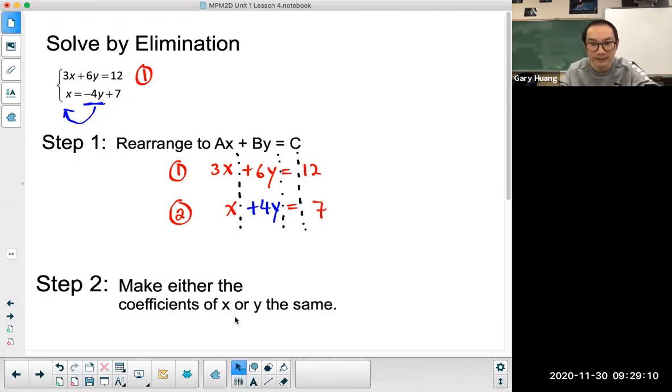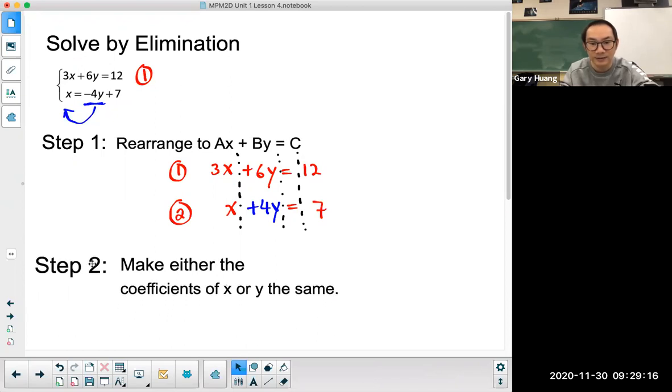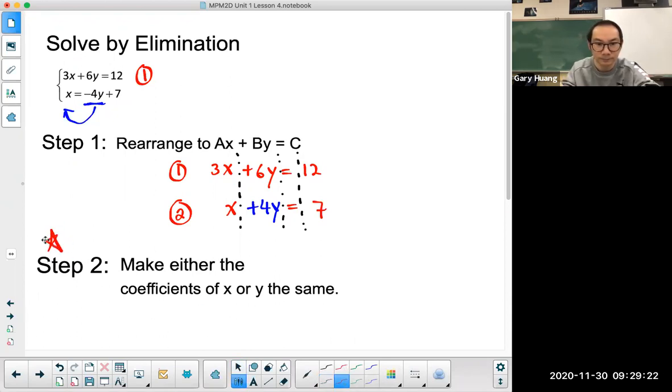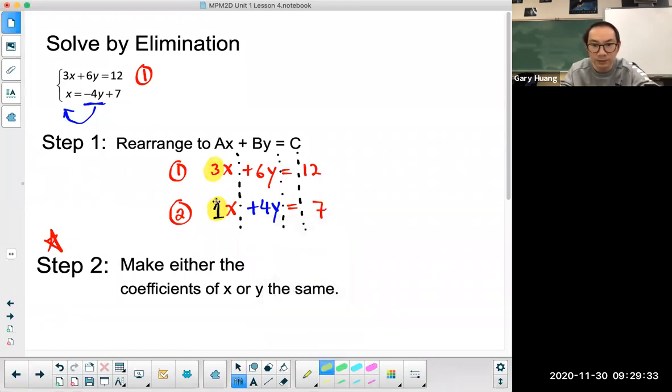The second step, which is the key step in this process, is to make either the coefficient of x or of y the same number. Let's take a look at what numbers we have. We have a 3 and a 1. Let me highlight that for you: a 3 compared to a 1. And I have a 6 and a 4. Now, the goal here is to make the coefficients the same number, a 3 and a 3, or 6 and a 6 possibly, or any other number that would work.